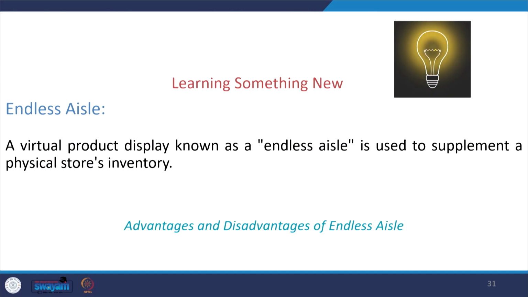So as we move forward, we have got to the last segment, which is learning something new. Today we will be learning about an endless aisle. An endless aisle is basically a virtual product display used to supplement a physical store's inventory. Many times if you go to a physical store, you might come across some kiosk or platforms operating on the internet or electronically. These are meant for customers to see products which might not be available in store, or to allow them access to a wider range of products.